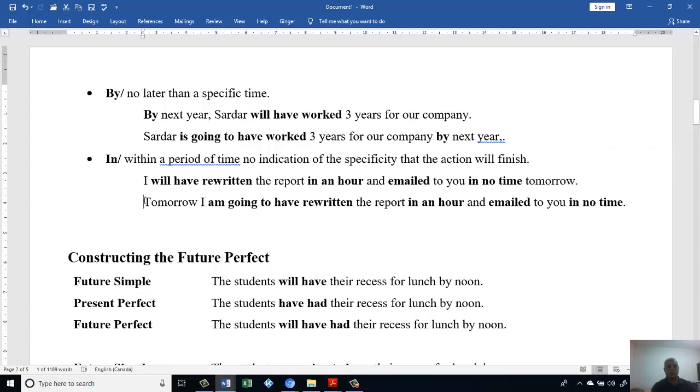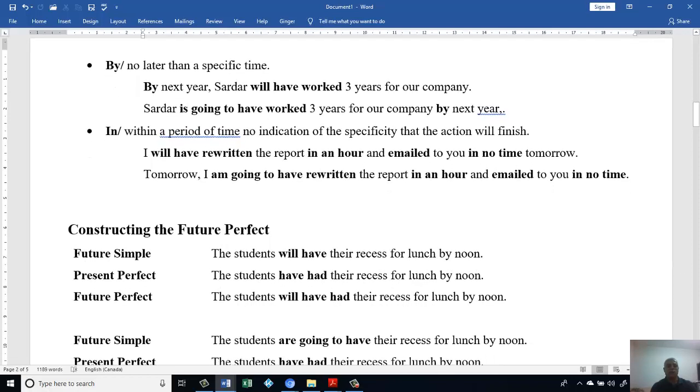Let's go to the second one. Tomorrow, you could put a comma here. I'm going to have written the report in an hour and email it to you in no time. Okay, how do we construct the future in the perfect tense?